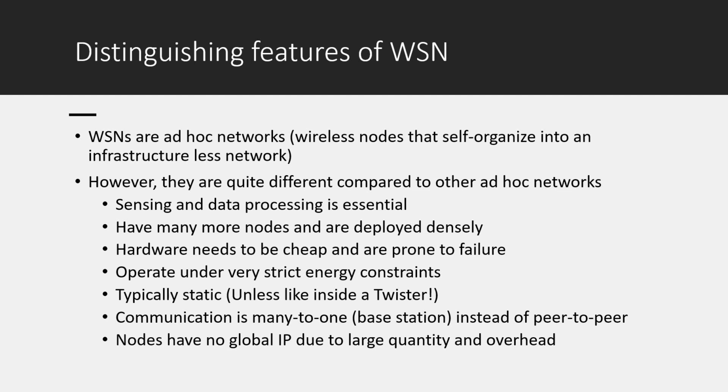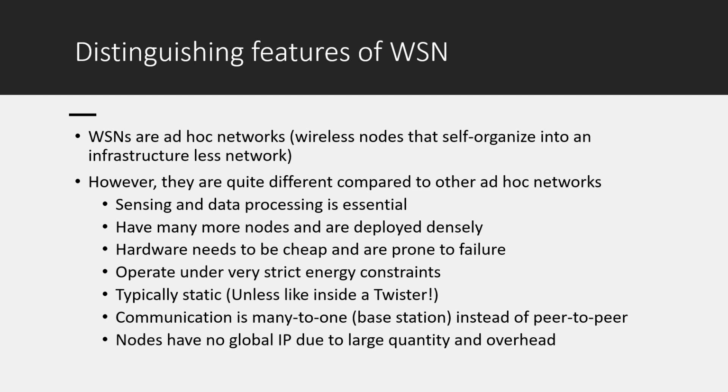For example, sensing and data processing is essential. In the case of other networks, they do not have to process the data. They can automatically send the data whenever they have to. But in this case, they have to sense, which is much more important, and sensing is not present in the other networks, and they also have to process the data. So these two things are essential if you are talking about a wireless sensor network compared to other ad hoc networks.